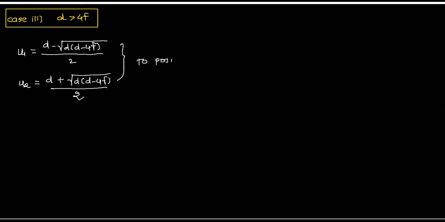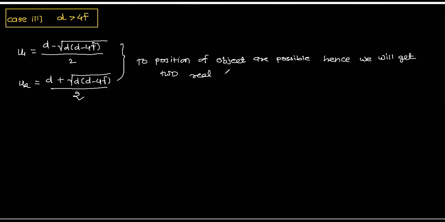Two positions of the object are possible. Hence, we will get two real images. Okay, we will get two real images.